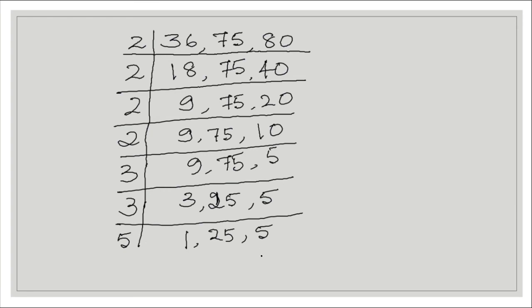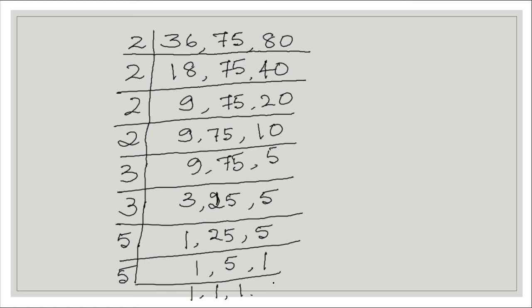Then 5 I have to take. 5 1 times, 5 5 times, 1 is written as it is. Now 5 divides 5 1 time. We have to carry out this process till we get 1, 1, 1. All numbers are to be divided. At the end we have to get 1.